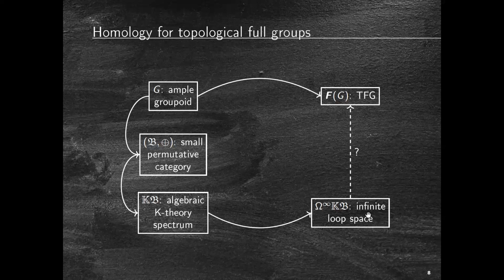So you look at these objects from topology, and once you're here at the bottom of infinite loop spaces, of course, then the question is, well, why did we do all this? How does this help to compute the homology of this topological full group? And so to explain that, let me show you the two results.